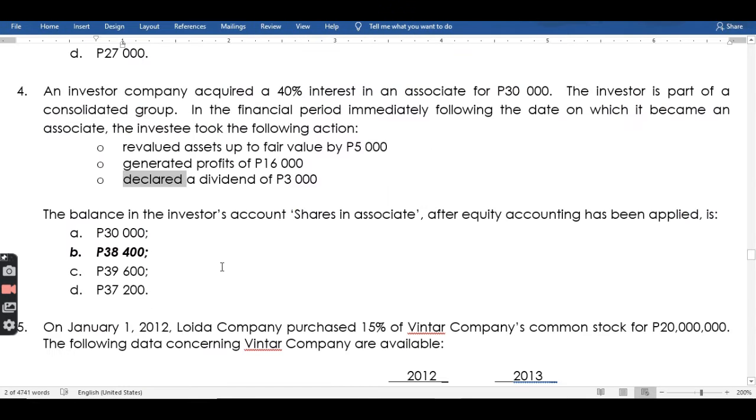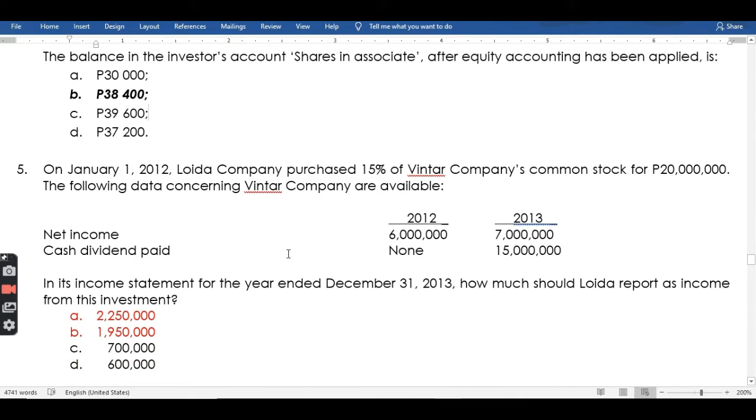Okay? 38,400. So, that's going to be letter B. Take note, kasi hindi ko pwedeng i-recognize agad yung dividend na declared pa lang. Dapat paid siya. Okay? Yan. So, yung number 4 natin.